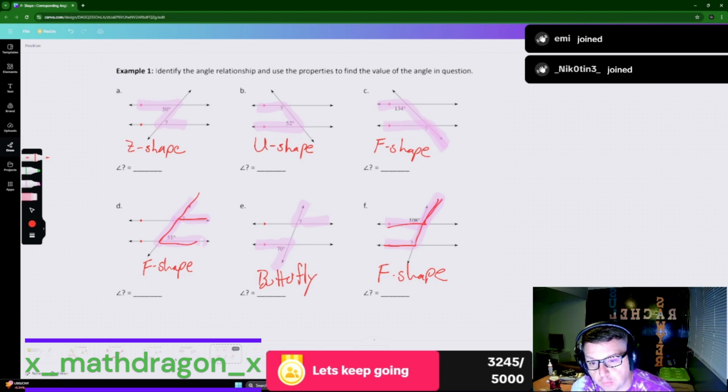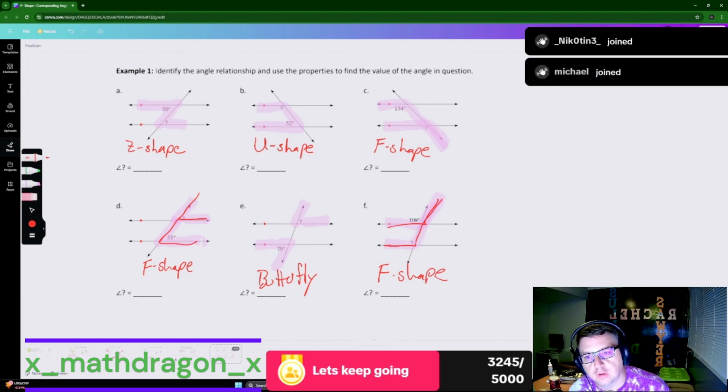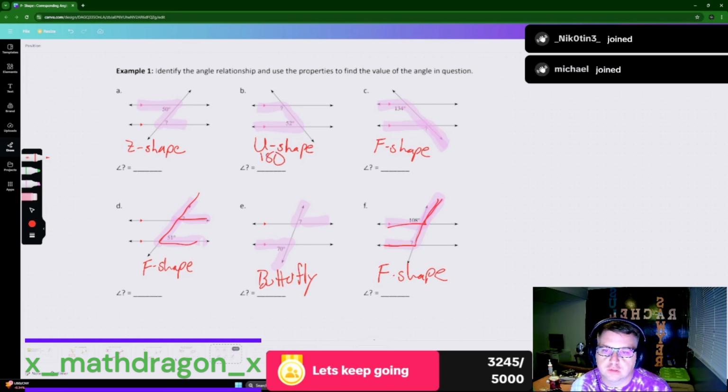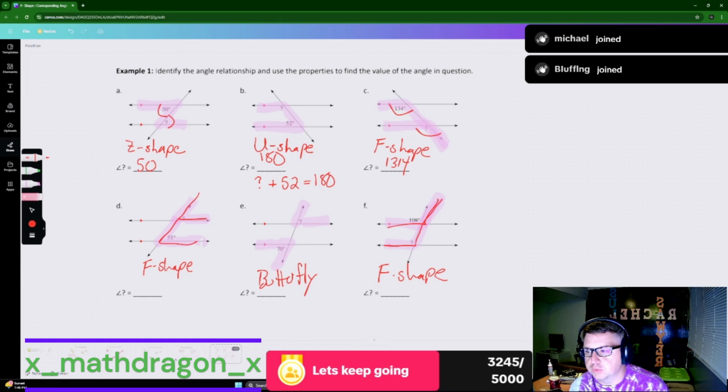Okay, so the only thing we have to worry about is the U is 180. So when they do this, they want question mark plus 52 equals 180. The rest of them, whatever it's equal to is what it's equal to. So this is 50. This one, question mark, is 134. Oops, not 1300. 134. This one, 108. This one, 70. This one, 51. The only one that's a little different is the U shape, where we have to add the two angles together and set them equal to 180.